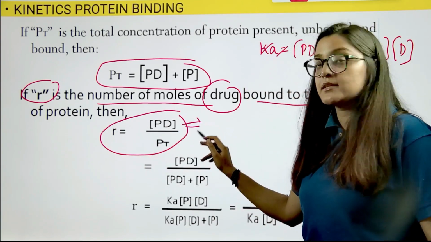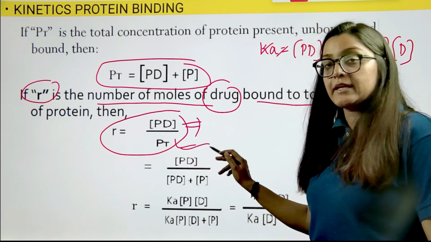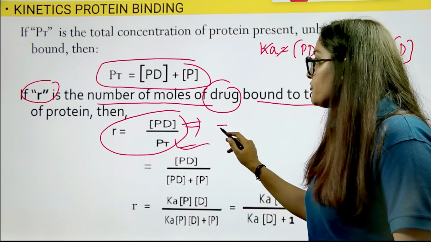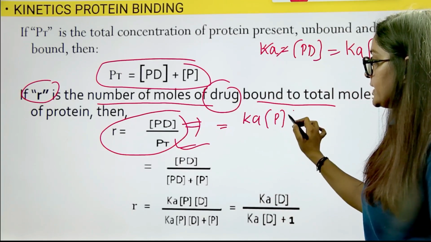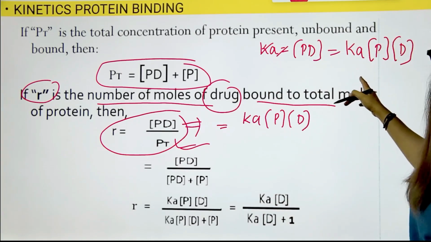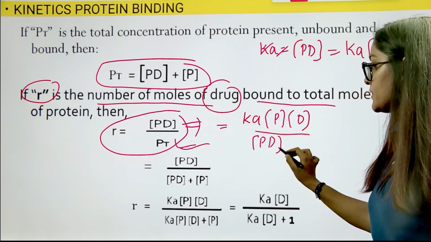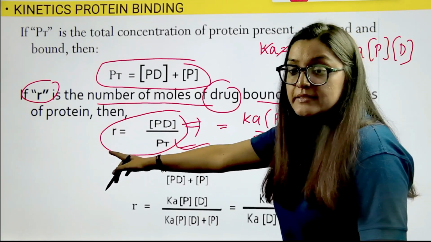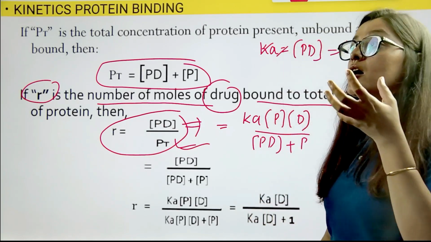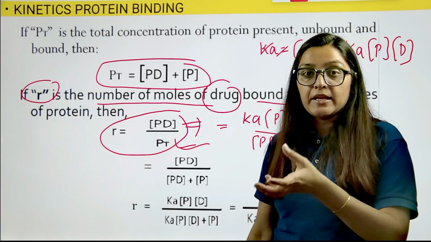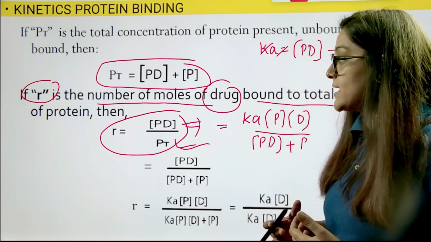This PD is none other than your protein concentration which is in the bound form with the drug, and P is the total protein concentration. We already know the value of PD. We can take it as Ka into P into D. From here only we have started, right? So total protein concentration will be PD plus P. This R value will be very important for us. We can have a lot of plots that we can try for the protein binding, which can include the free concentration of drug, protein, and the number of binding sites as well.